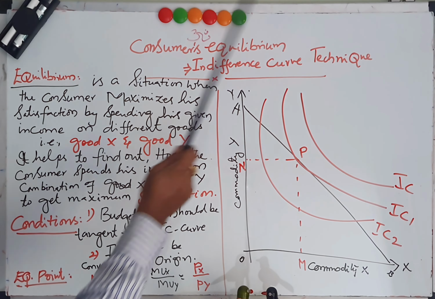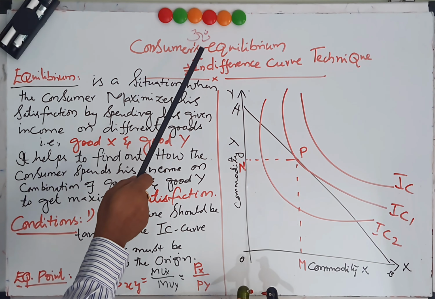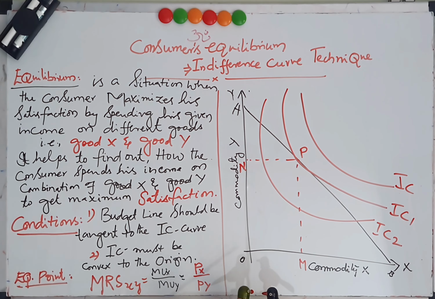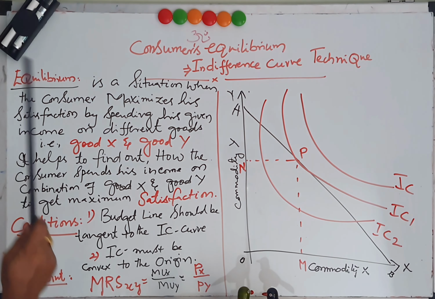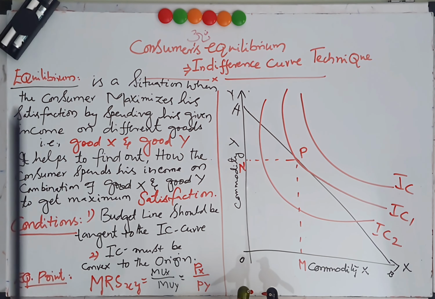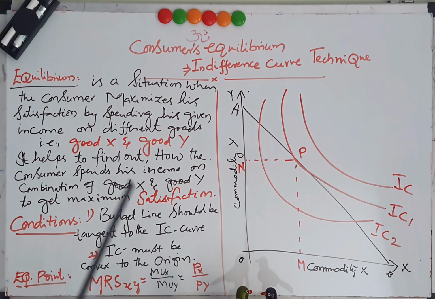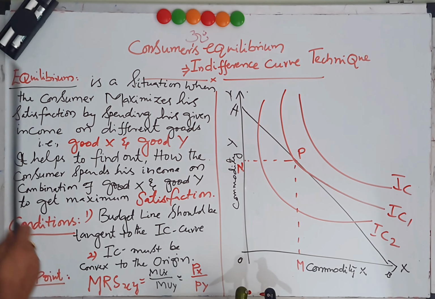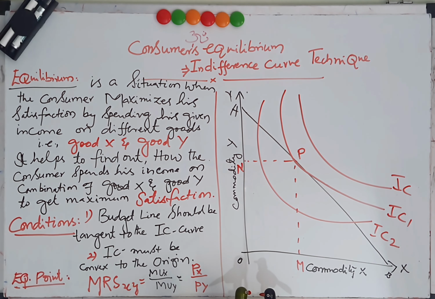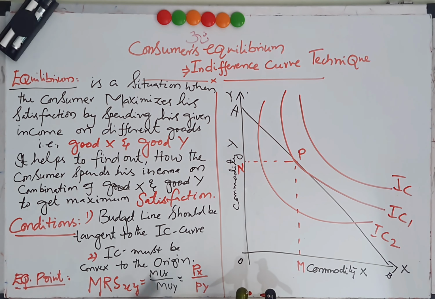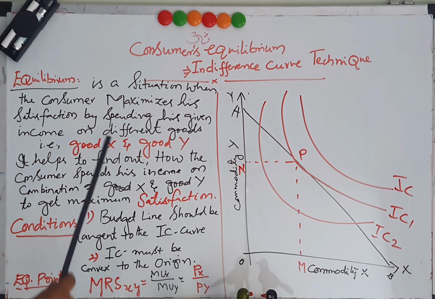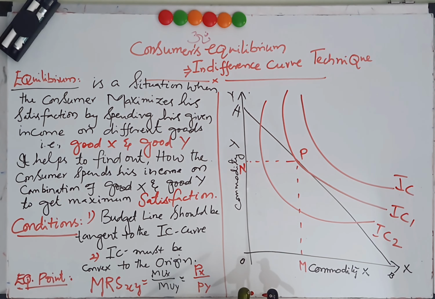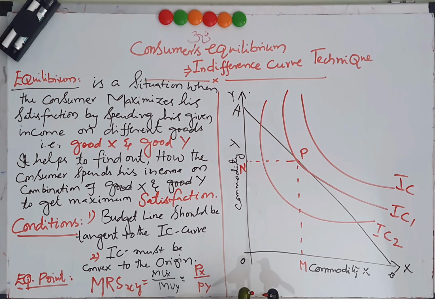Today's topic is consumer's equilibrium with the indifference curve analysis technique. What is equilibrium? Equilibrium is a situation, a condition, when the consumer maximizes his satisfaction, getting maximum satisfaction or utility by spending his given income on different goods. He purchases a number of goods in the market.